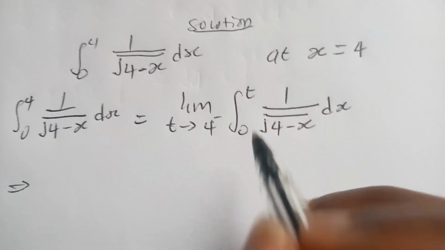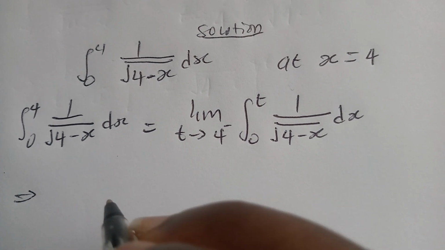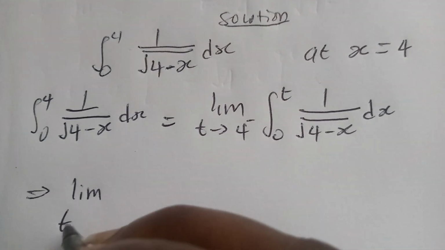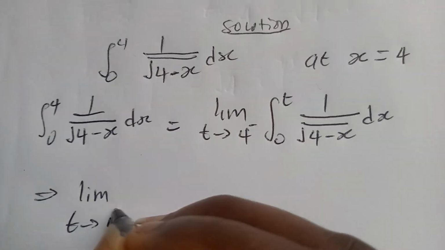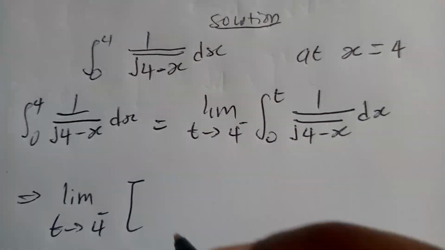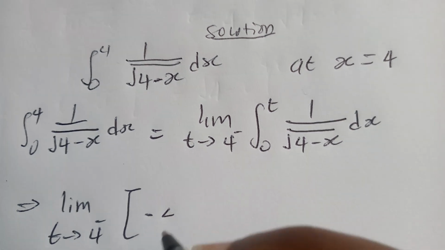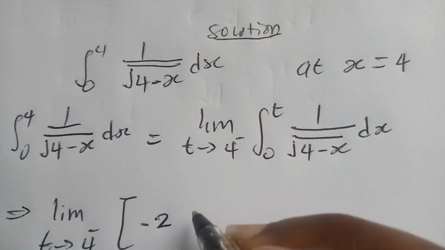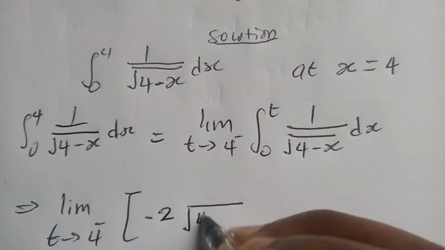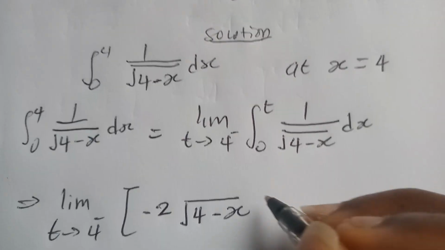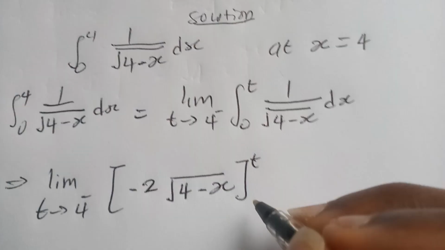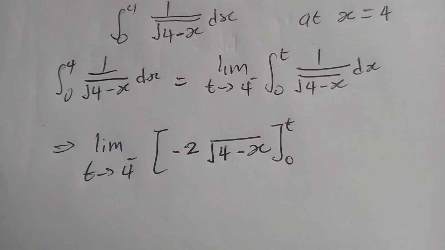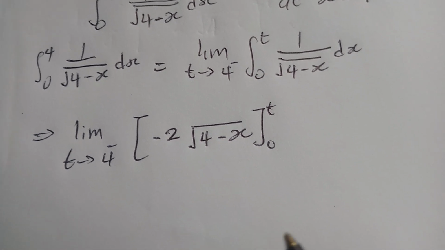If you find the antiderivative of this, you should be getting the limit as t is approaching 4 from the negative, of negative 2 square root of 4 minus x, evaluated at the limit values. So this is it. From here we will now do substitution.